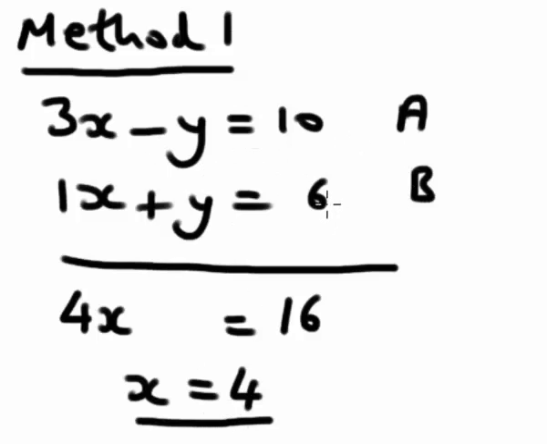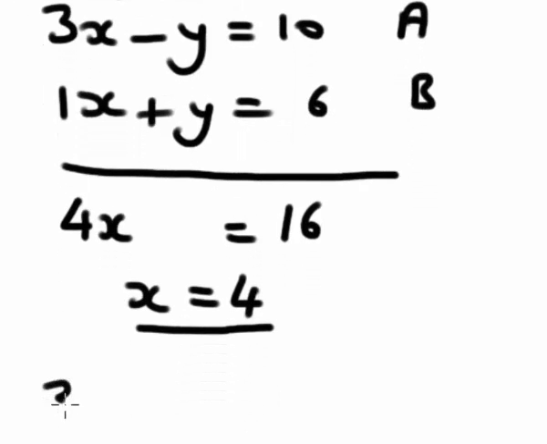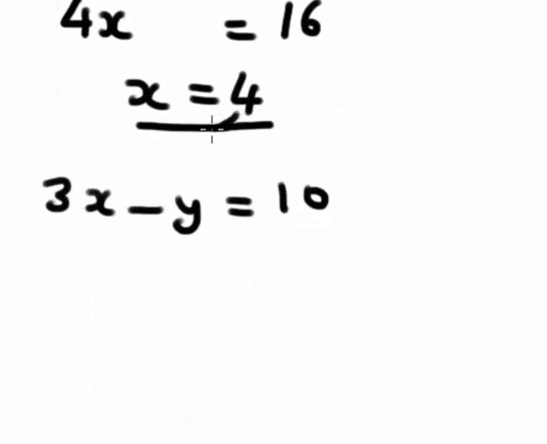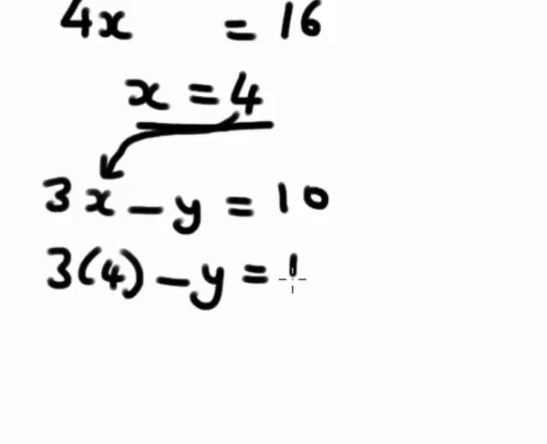Now let's suppose I use equation A, I've got 3x. Now remember, x is going to take on the value 4. Now let's see what the y value is. So we're going to put 4 into x's place. So that's 3 multiplied by 4 minus y is 10. 3 fours are 12, minus y is equal to 10.